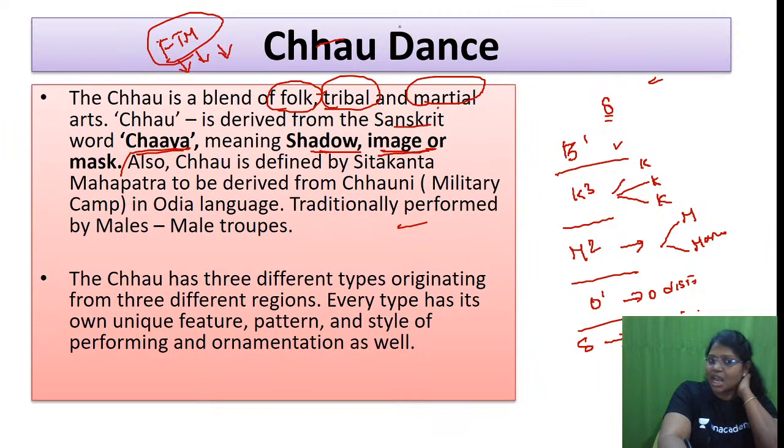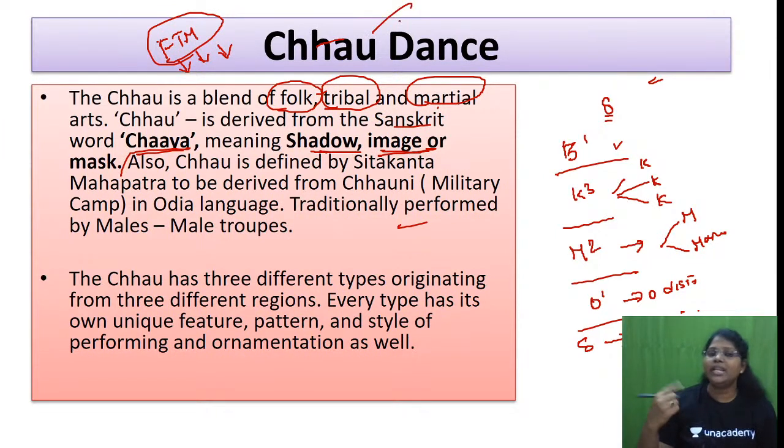What do you mean by Chhau? Of course, it has its origin, the root, derived from the Sanskrit word. Chhaya means shadow. Are you getting it? Image. Also, Chhau is defined by Sitakant Mahapatra to be derived from chhauni, a military chant in the Odia language, traditionally performed by males and male troops.